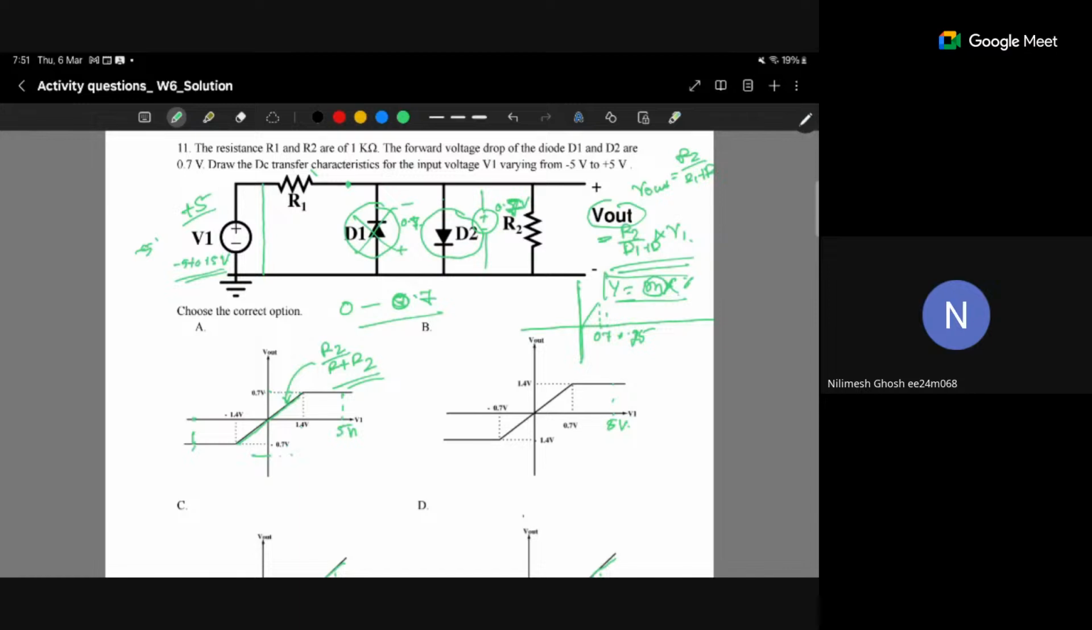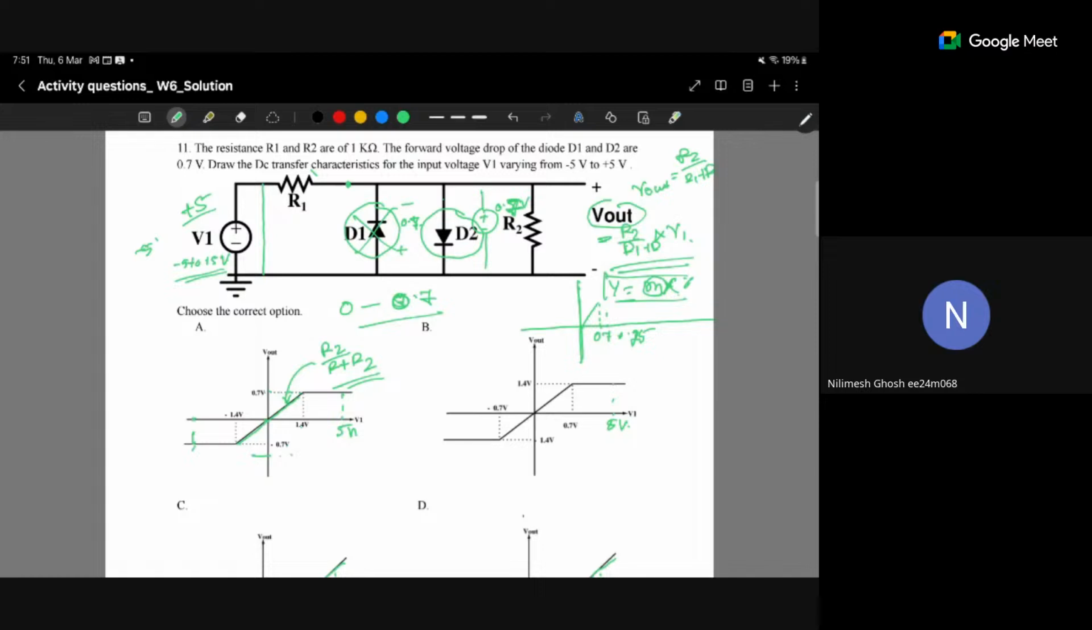Got it? Yes, sir. Okay. So the same analysis we can do in the negative part also. From between 0 to 0.7 volt, we can say that none of the diodes will get turned on. Okay. In between 0 to 0.